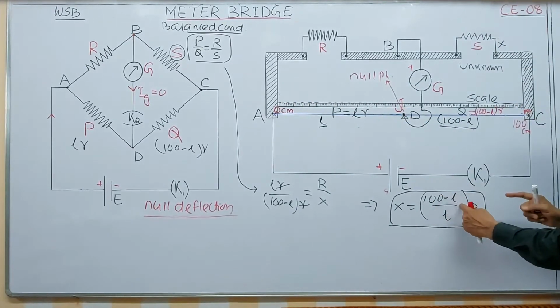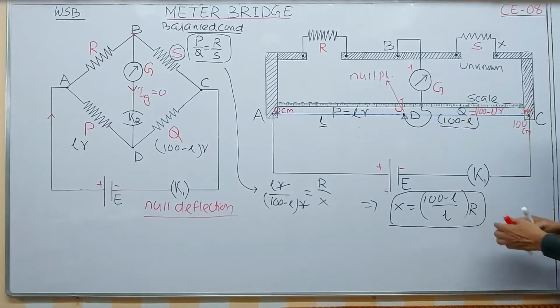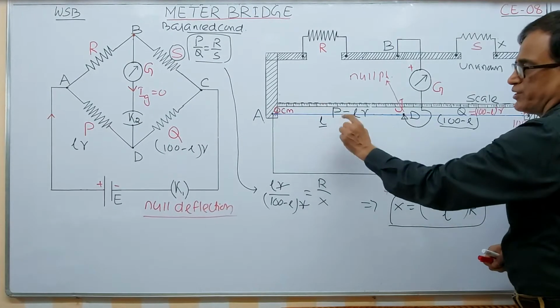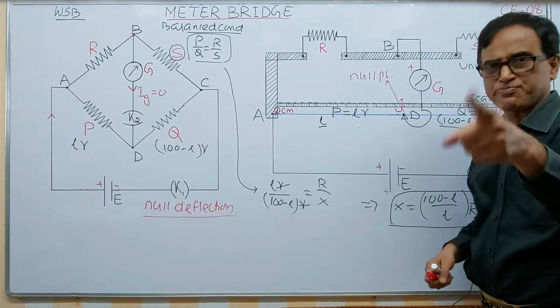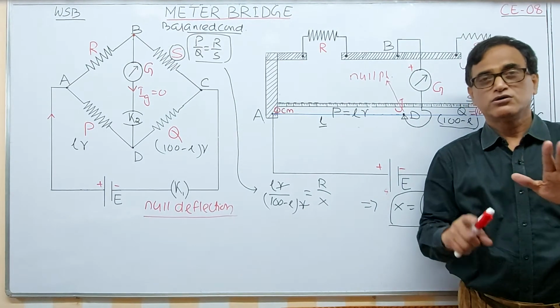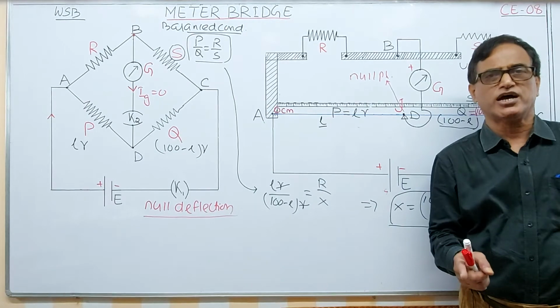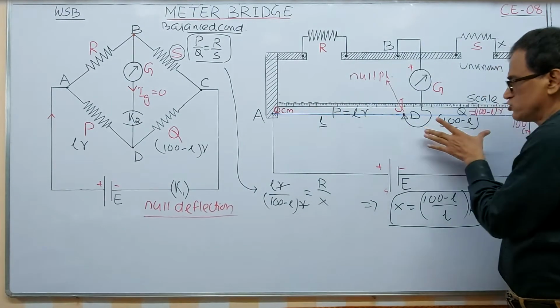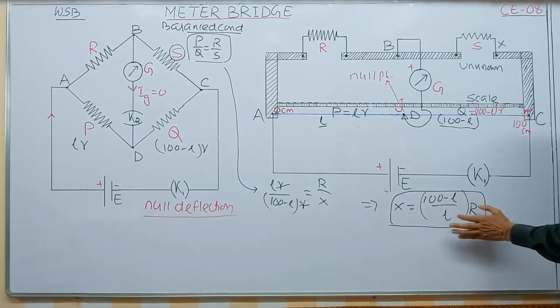So that 100 minus L by L into R. So knowing the balancing length from the left, remember L is always measured from the left. Remember this one. It can never be measured from the right. So it will be measured from the left. If it is L, this will be 100 minus L, then this formula holds good.